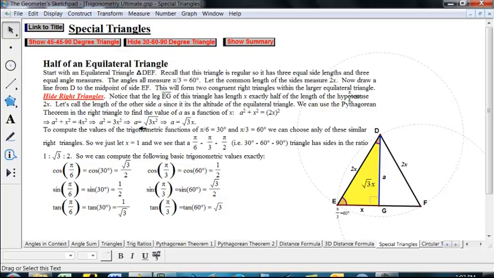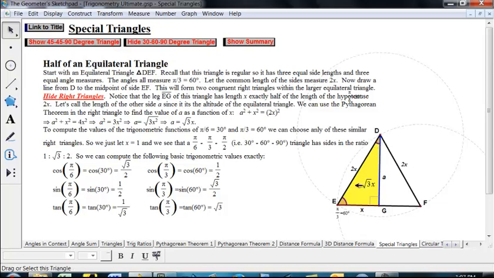Then take the square root of both sides, and we see a is the square root of 3x squared. And so that's the square root of 3 times the square root of x squared. The square root of x squared is the absolute value of x, which is just x, since x is a positive value. And so we get a is the square root of 3 times x. So these are in the ratio: whatever this is for x, this one is the square root of 3 times that x, and the hypotenuse is twice that x.